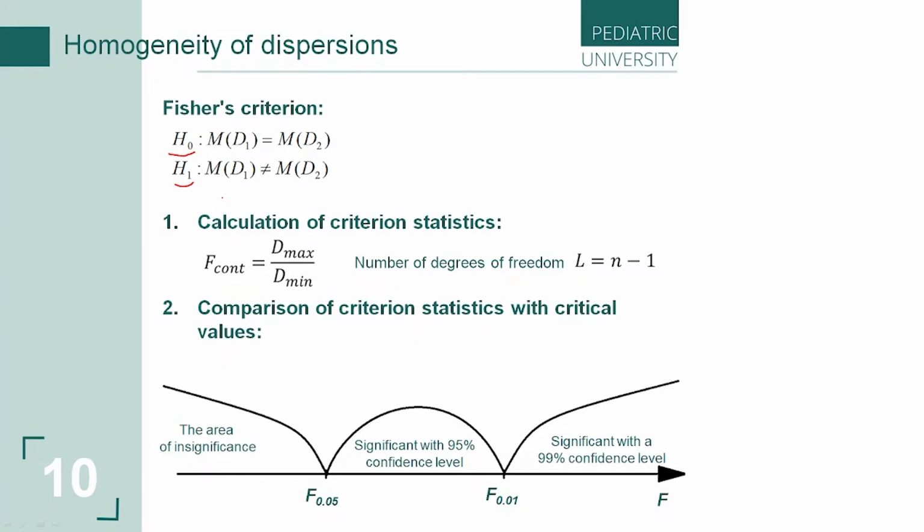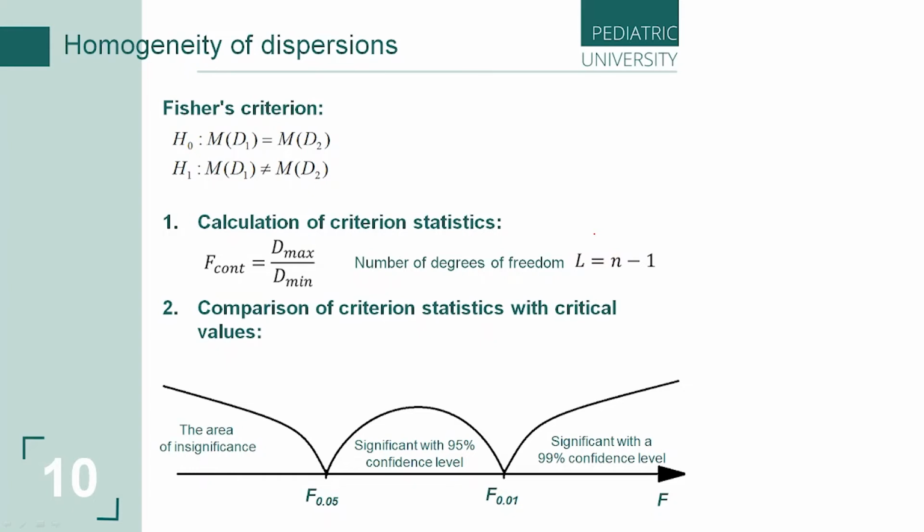We can test homogeneity of variances using a special test. The tests may be Fisher's or Levene's test. In our program, we consider Fisher's criterion. It's probably the simplest. We calculate the variance for each sample, and then to calculate Fisher's criterion, we divide the larger variance by the smaller variance. The number of degrees of freedom in this case is n minus 1, you can see this part.